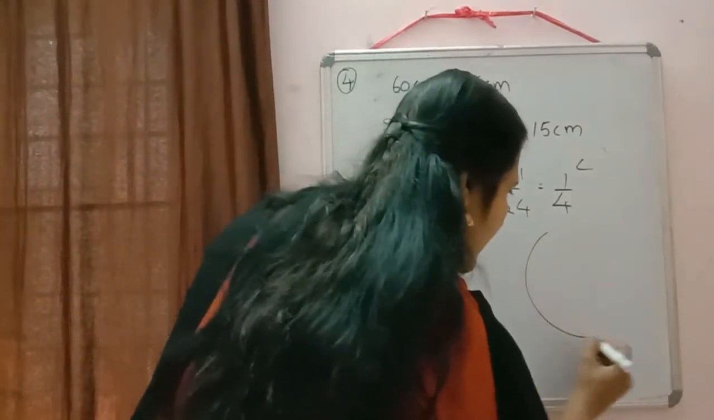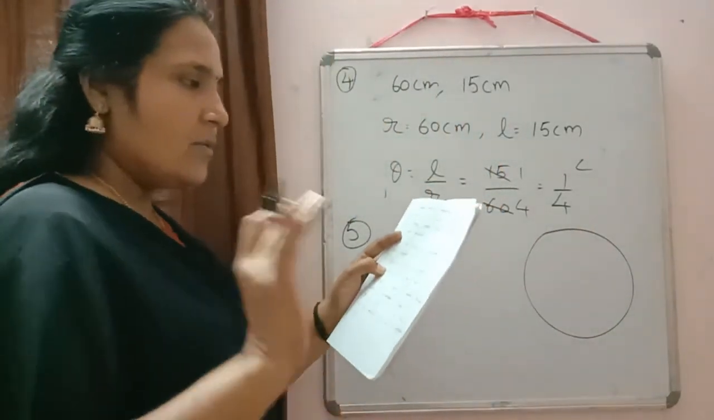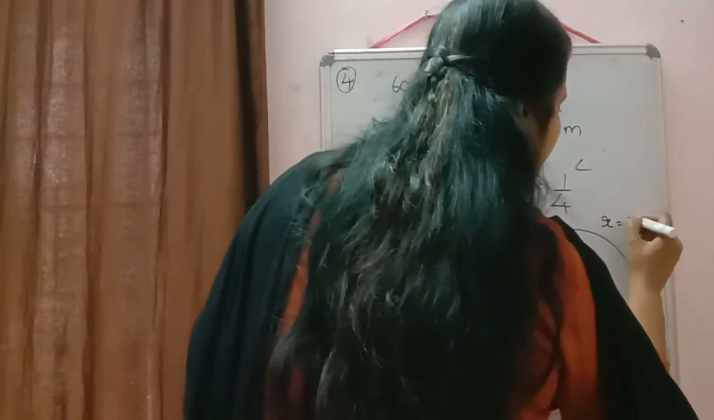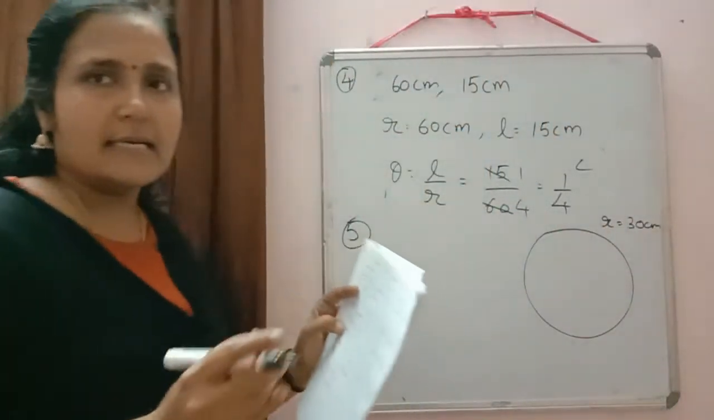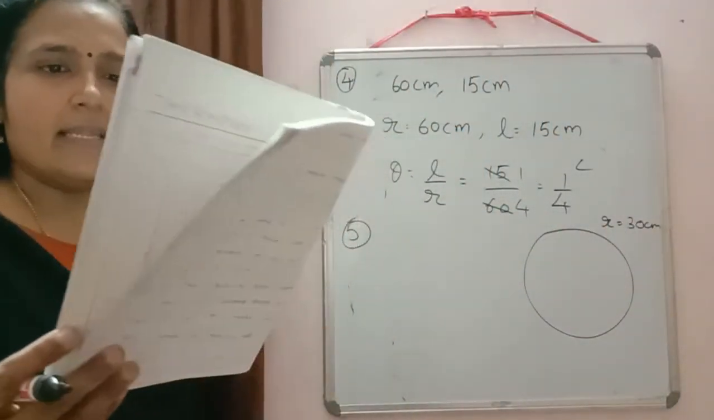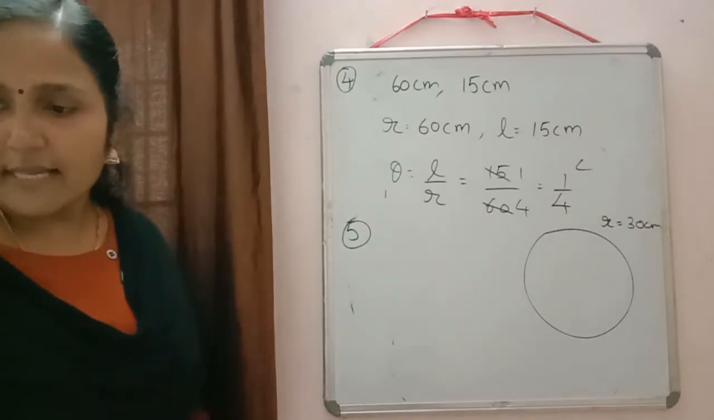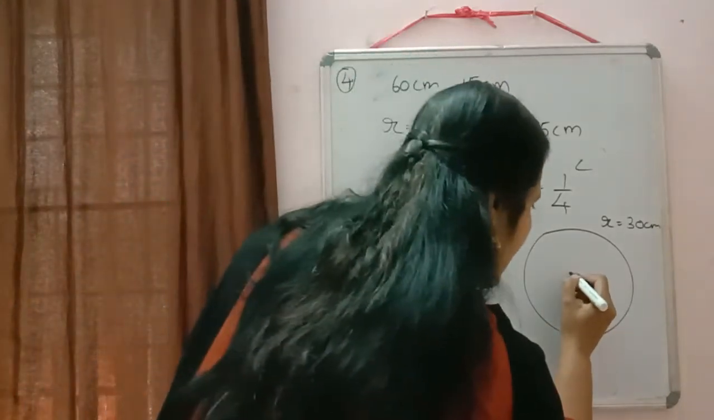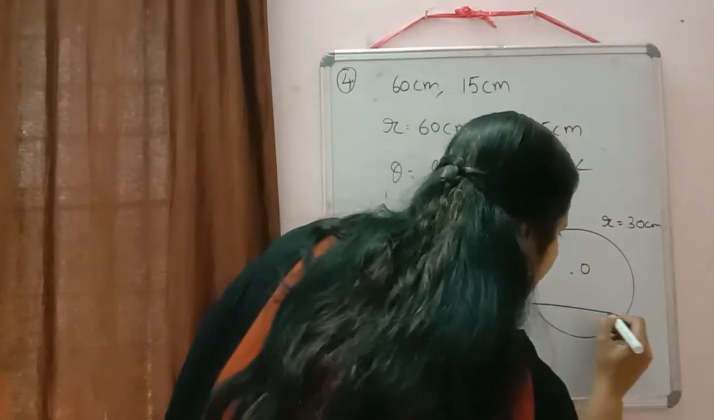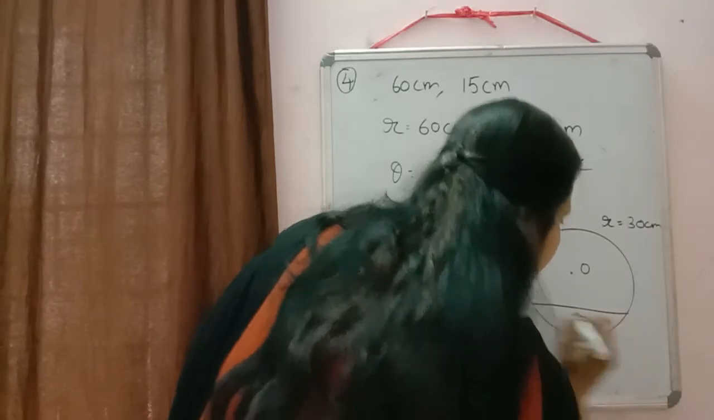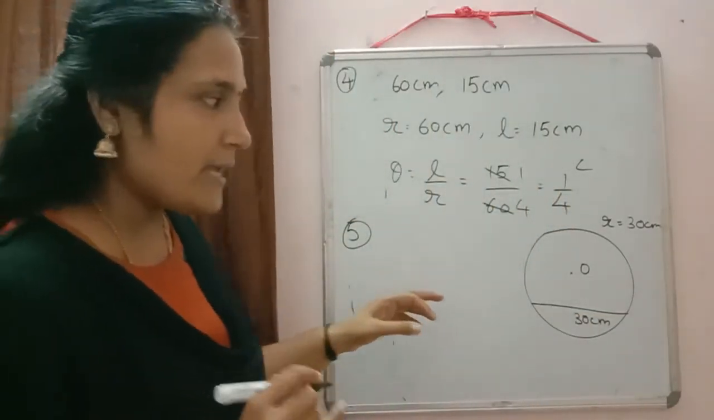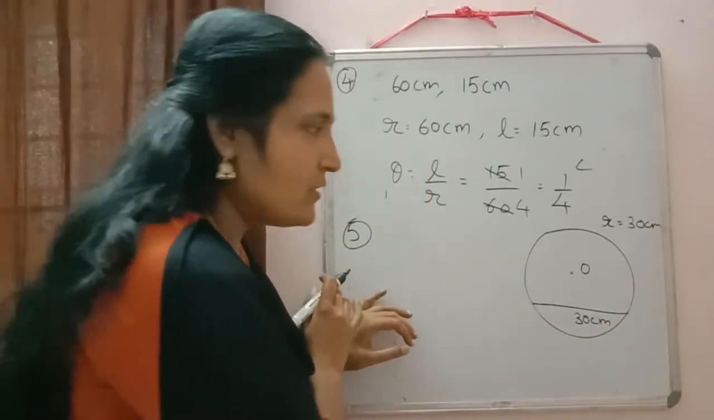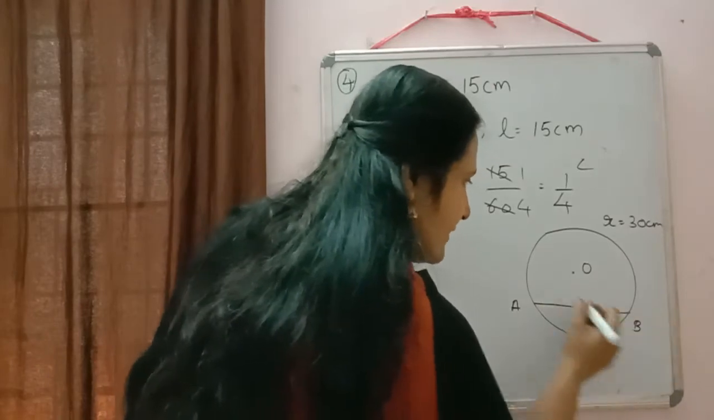So I am drawing the diagram now. A circle is there whose diameter is 60 centimeter. So what will be the radius? Yes, radius will be equal to 30 centimeter. And they asked to find the length of the minor arc of the chord. The length of the chord is given 30 centimeter, so I am taking a chord whose length is 30 centimeter. Okay. Length of the minor arc means we have to find the length of this one, correct?